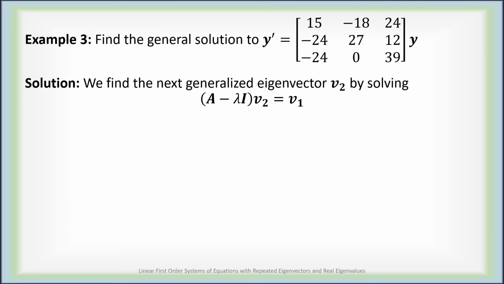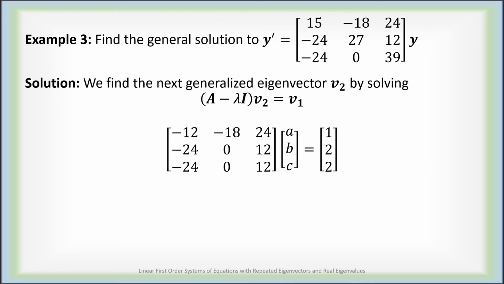So in order to find a generalized eigenvector, we start off by saying, I want (A minus lambda I) v2 to equal v1. Lambda was 27, so we subtract 27 off the diagonal, and here is A minus lambda I. Here is my unknown vector v2, but here was the eigenvector 1, 2, 2. So we get two useful equations.